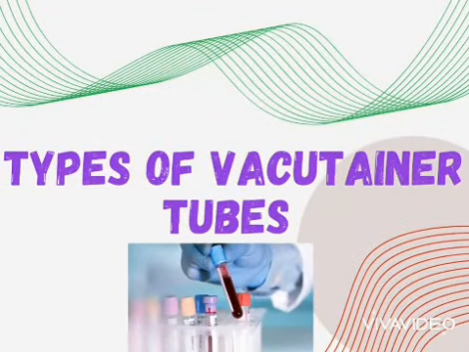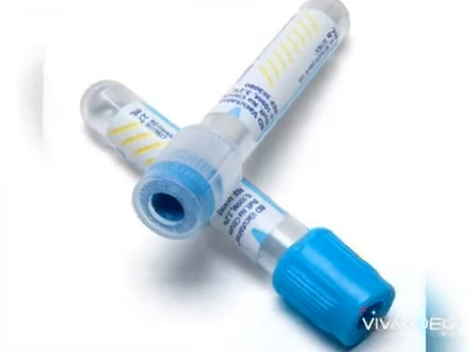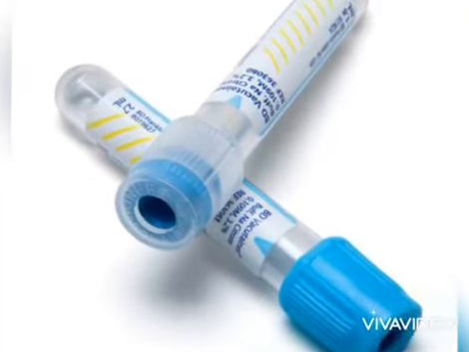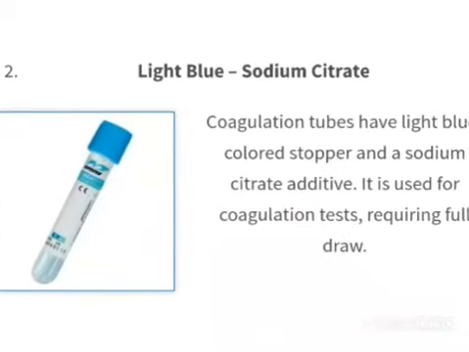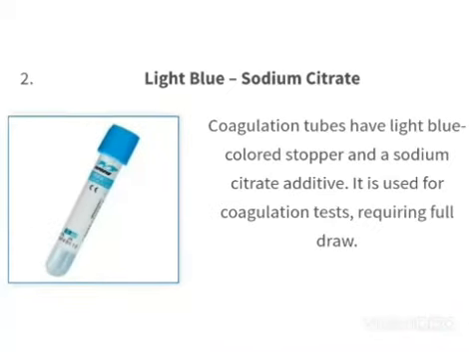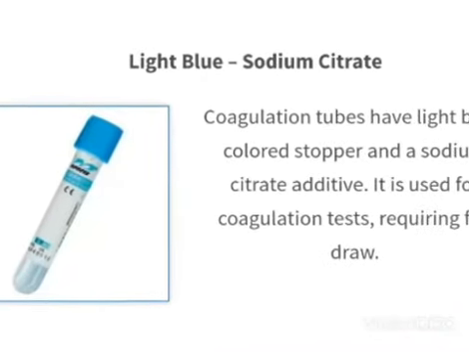Let's talk about stopper color, additives, functions, and departments. Let's talk about evacuated tubes. First, we have the light blue color stopper. These have the sodium citrate. This is used to prevent donated blood from clotting in storage and can be found in the coagulation department.